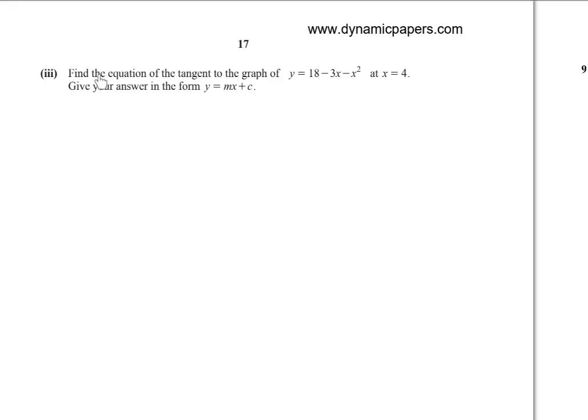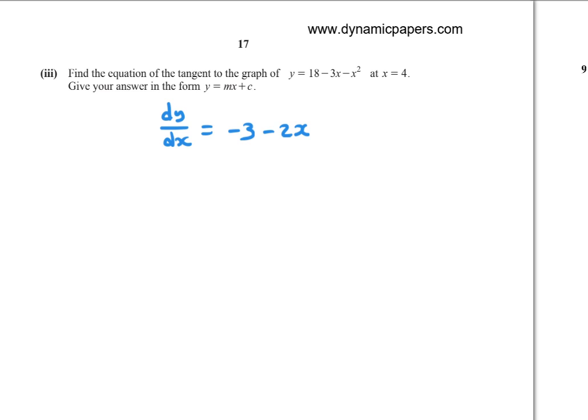Part (iii): find the equation of the tangent to the graph y equals 18 minus 3x minus x squared at x equal 4. Give your answer in the form y equal mx plus c. To find the equation of the tangent to the graph, you need to find the gradient of the tangent, which is the derivative. We need to find dy over dx. dy over dx: the derivative for 18 is 0, the derivative for negative 3x is negative 3, the derivative for x to the power 2 is 2x, so negative 2x.